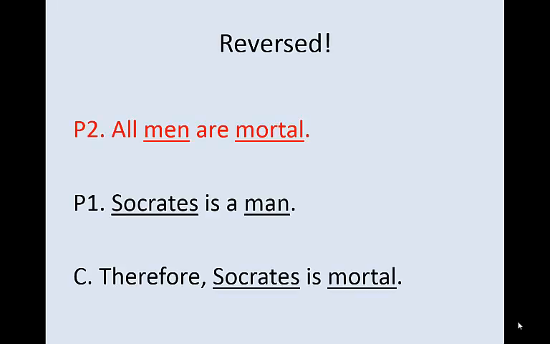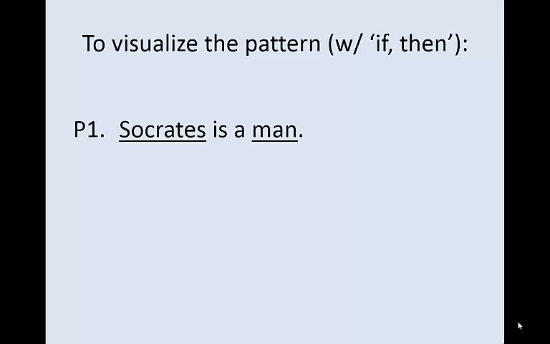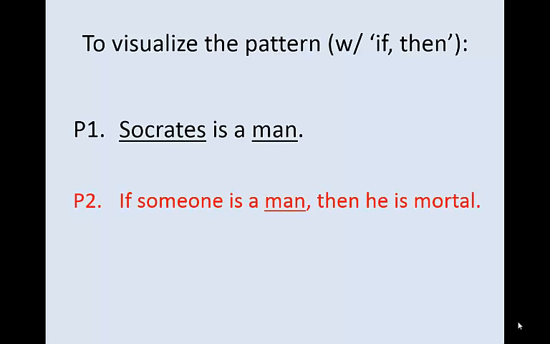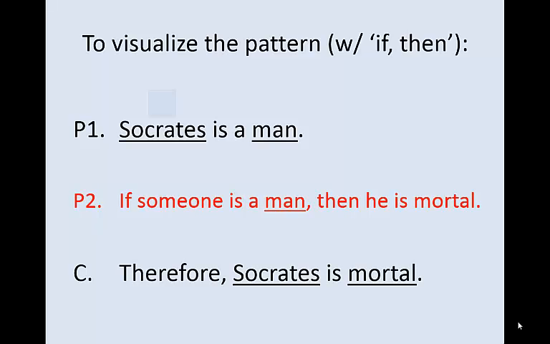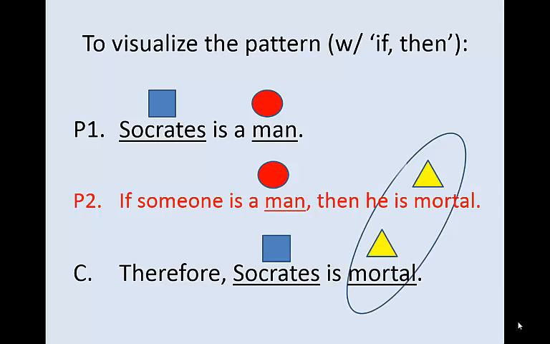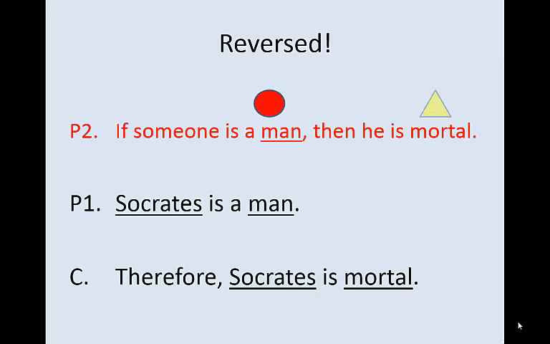So, I want to just point out that you can reverse the premises. It doesn't matter which order they come. Saying either premise first doesn't make any difference. And let me just give you this pattern with an if and a then. Socrates is a man. If somebody's a man, then he's mortal, therefore Socrates is mortal. And then our color codings. See how things line up. And we have the same argument just reversed.